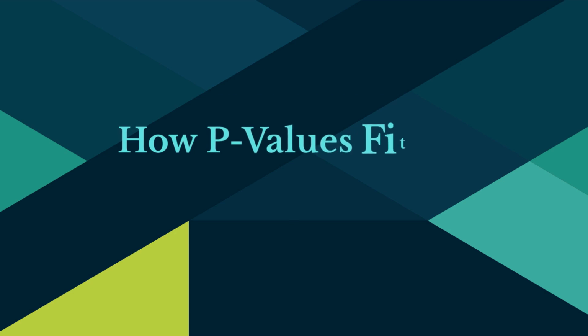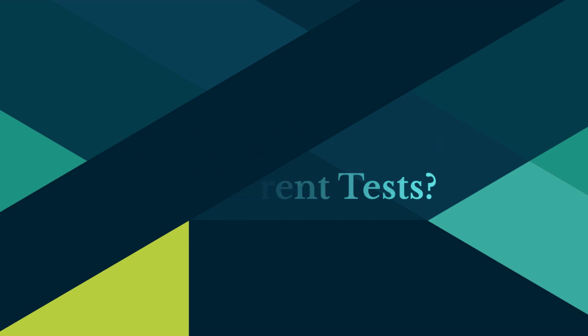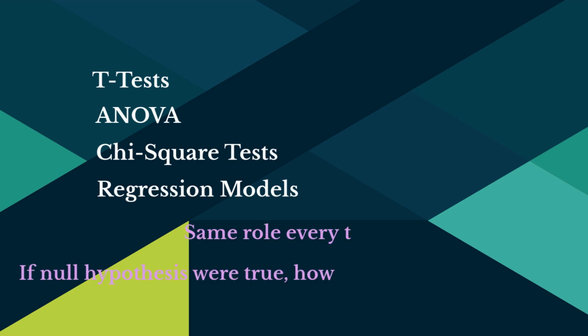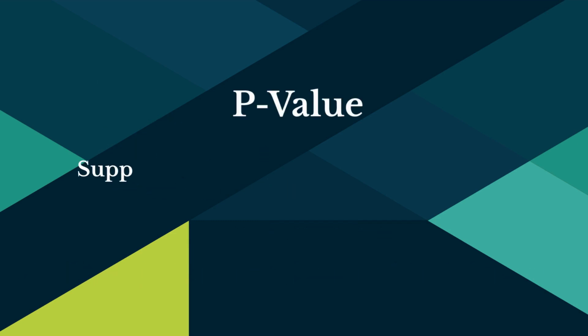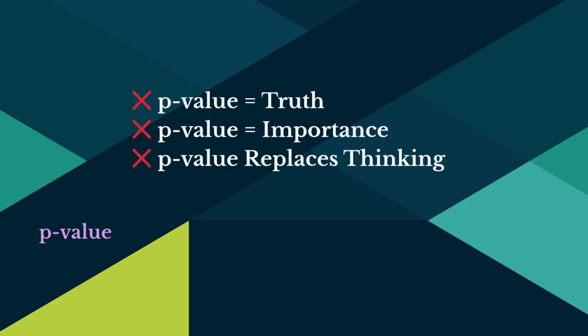Now let's place p-values in context. P-values don't exist on their own. They appear inside tests like t-test, ANOVA, chi-square test, and regression models. Each test asks a different question, but p-value always plays the same role. How surprising is the result if the null hypothesis were true? So, p-value is not the star of the show. It is a supporting actor, helping us evaluate evidence, not replace thinking.